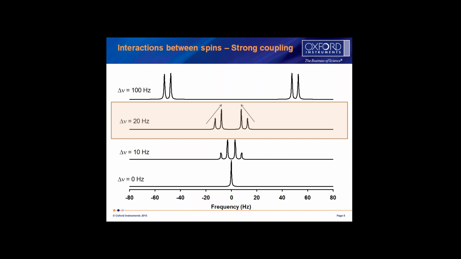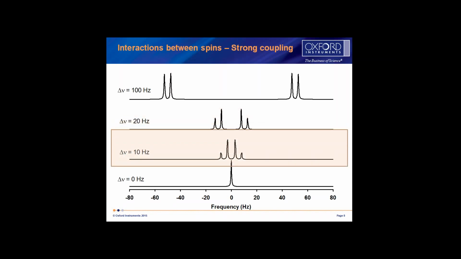If we take things to an extreme and we reduce the frequency difference between them further, we can see that there could be some confusion between a quartet and the two doublets. And when the frequency difference finally becomes 0, we can see that the whole system collapses into a single peak.